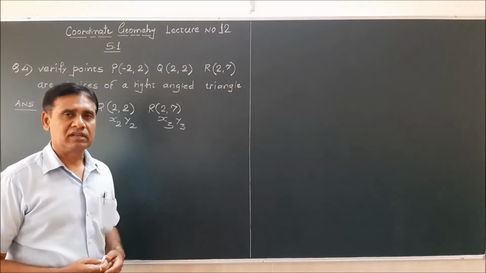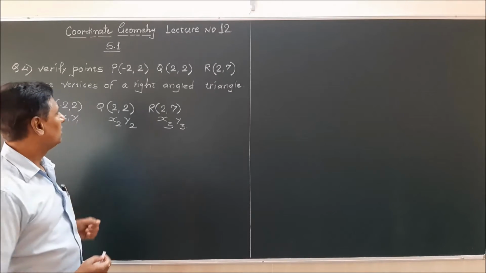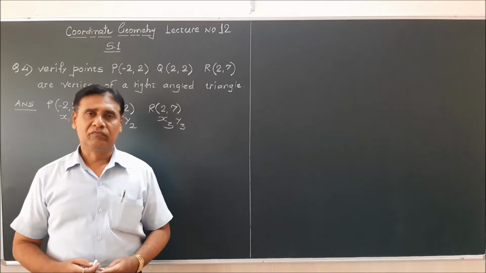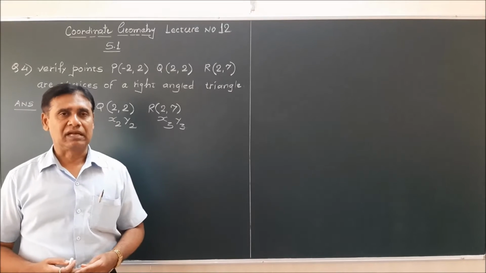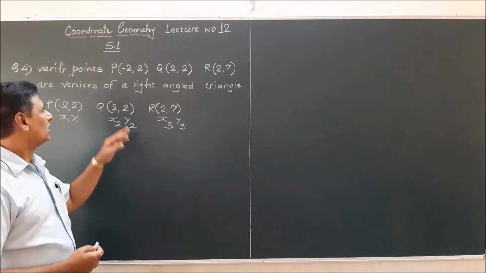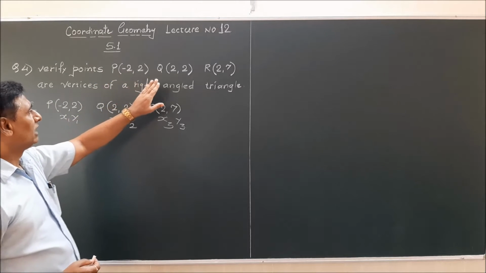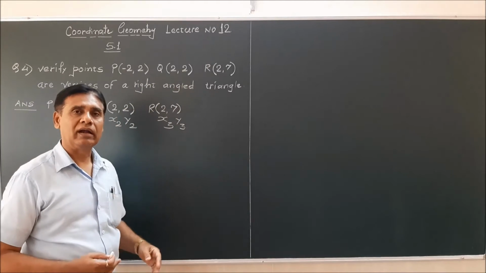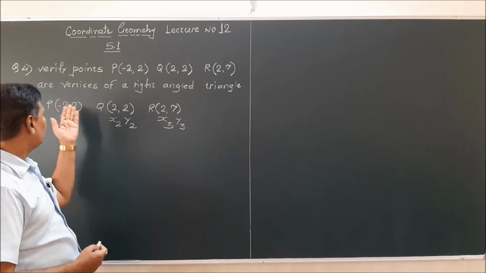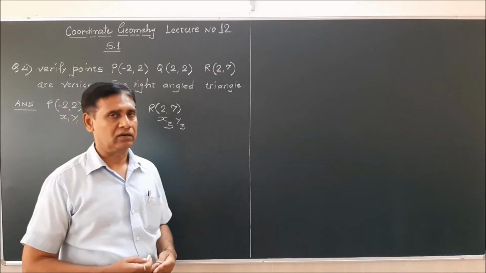Dear students, yesterday we finished question number 3 of exercise 5.1. Now I am going to begin with the next question, question number 4. In this question, they have given the vertices of the triangle as P(-2, 2), Q(2, 2) and R(2, 7). The question asked is: verify whether these are the vertices of a right angle triangle or not.